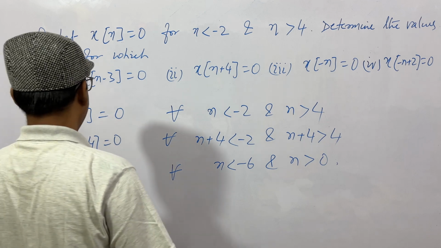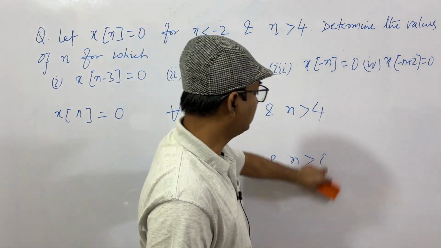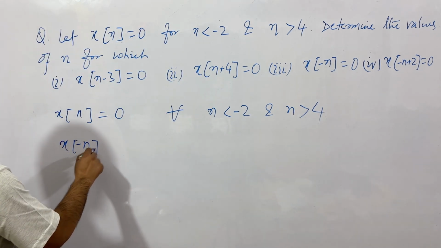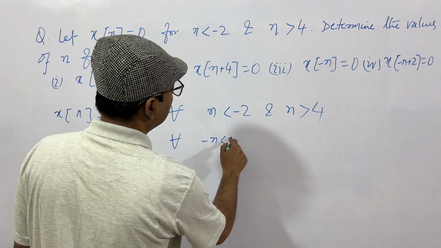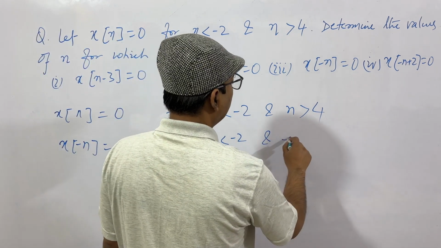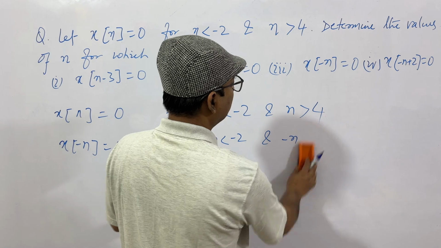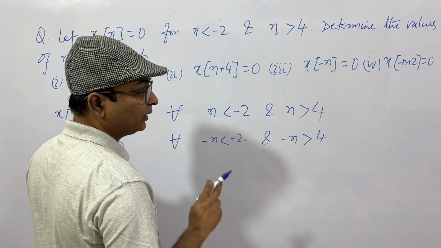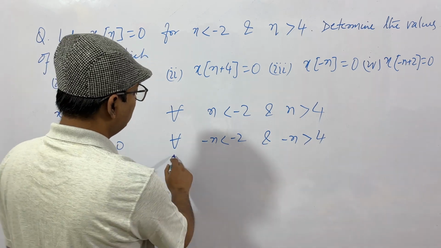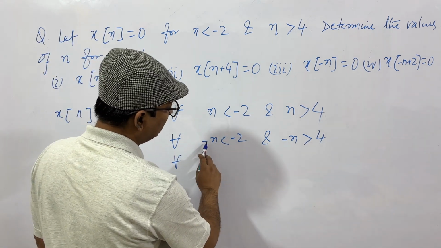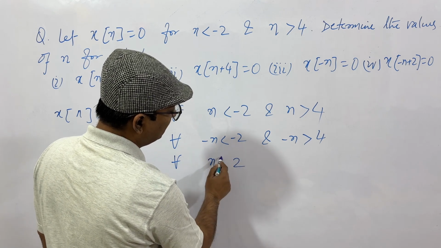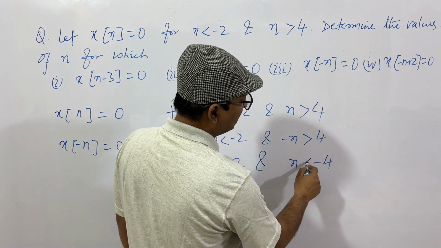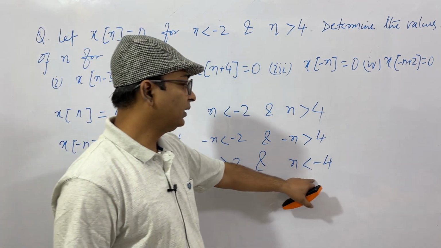Now, the third one. How do we handle negative n? Very easy. For x[minus n], we simply replace n by minus n: minus n less than minus 2 and minus n greater than 4. What do we do in an inequality when we have a minus? We multiply by minus 1 and the inequality reverses. So, this becomes n greater than 2, and n less than minus 4. So, it is 0 for n greater than 2 and n less than minus 4.